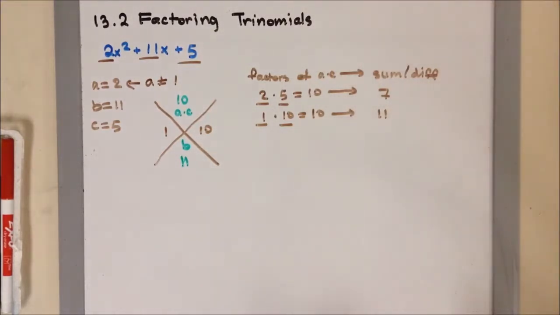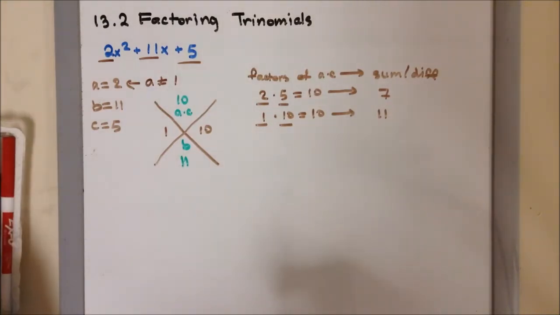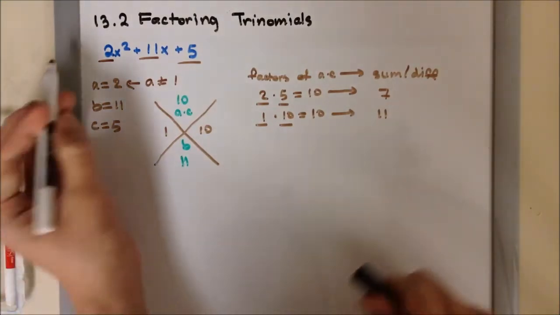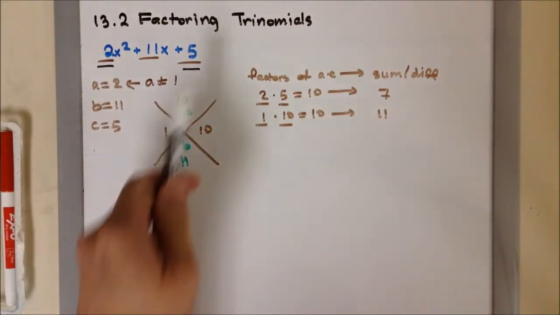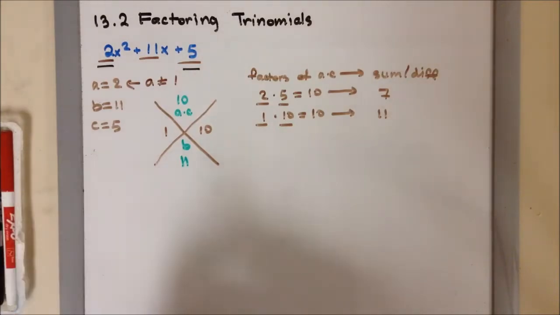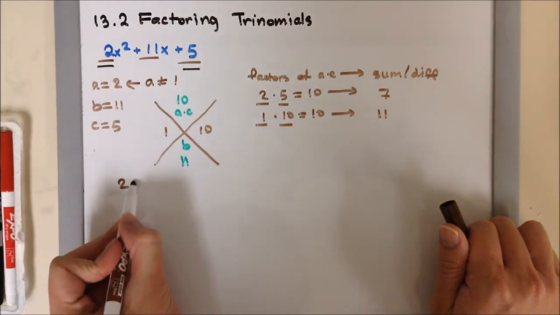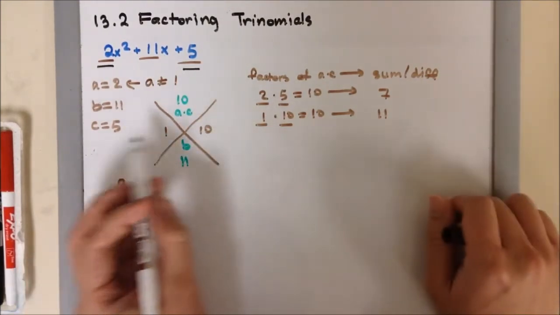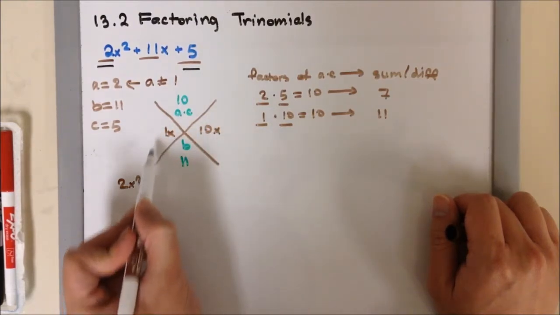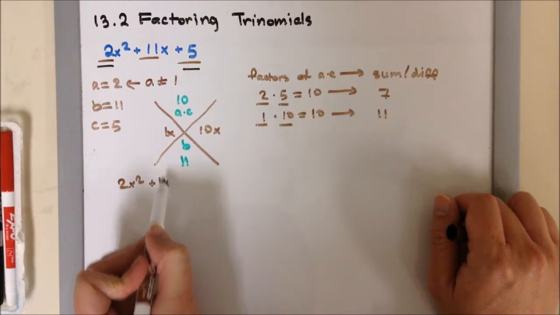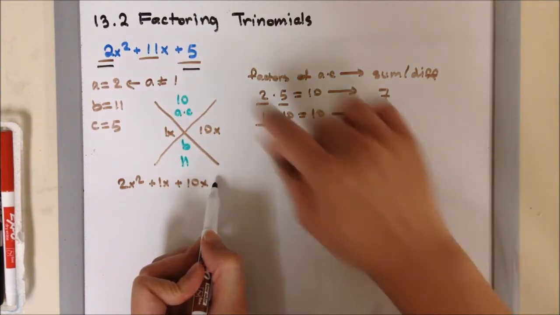Alright, once you have found your correct pair of factors, next you're going to set it up for factor by grouping. So first we're going to use the 2x squared and the 5 that I just underlined. In order to set it up, I'm going to first write 2x squared, and then the correct pair of factors I found, I'm going to have x next to them. So here is plus 1x because it's positive, and then plus 10x, and then plus 5.